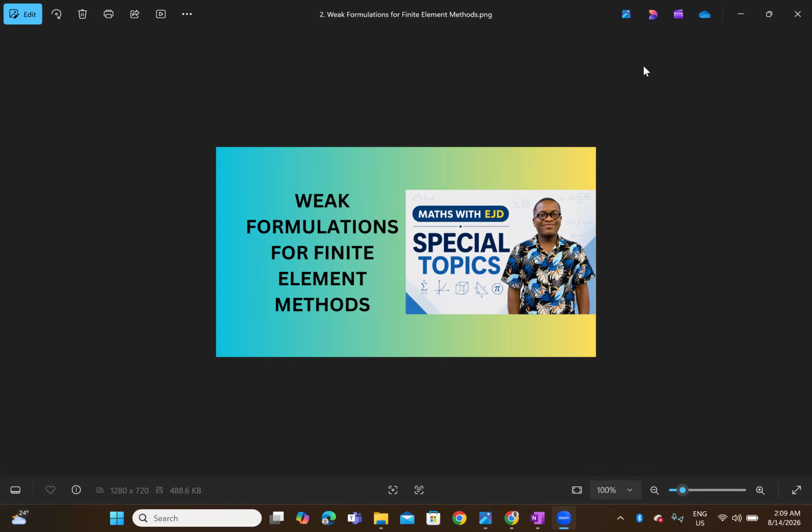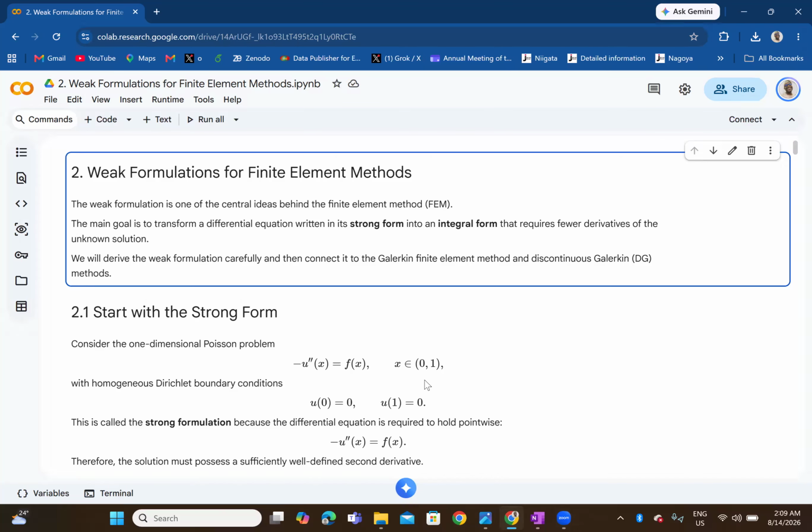Under special topics, I like to consider weak formulations for finite element methods, which is another special request. So let's go straight to that point. In the previous video, we had looked at the discontinuous Galerkin finite element methods. And here we'll look at weak formulations for finite element methods, which applies to both continuous and discontinuous finite element methods.